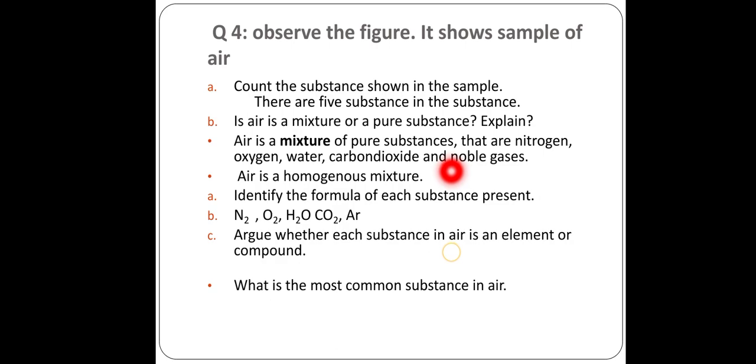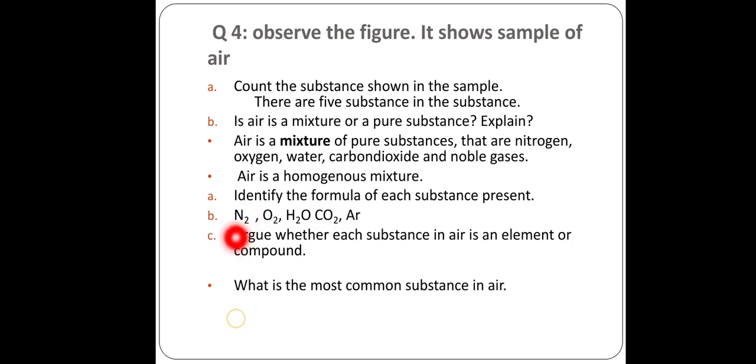You know the homogeneous and heterogeneous mixture. In a heterogeneous mixture the phases are different, but in a homogeneous mixture there is a single phase, as everything is mixed together in a uniform composition. So air is a homogeneous mixture. I think this would be very clear.